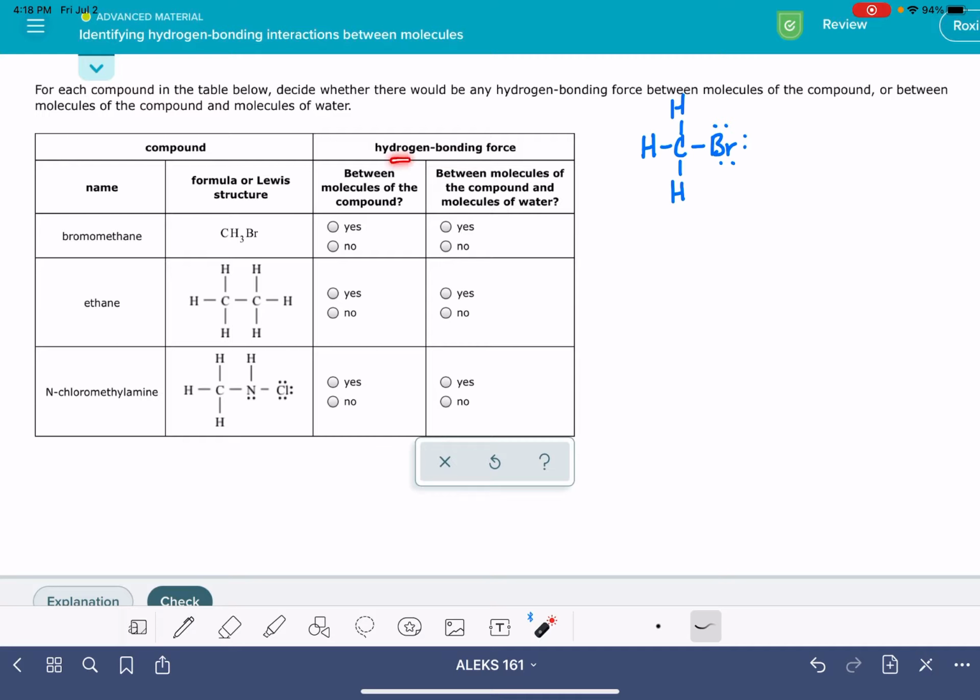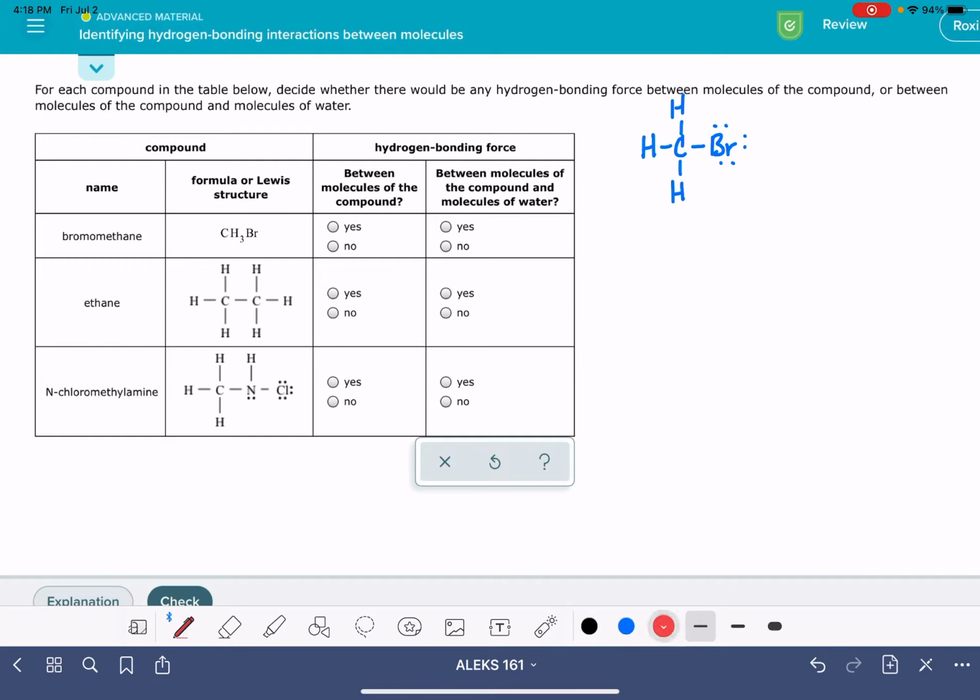Now it's going to ask us 2 different questions about hydrogen bonding, and the first question is asking whether or not it is capable for 2 molecules of this particular compound to hydrogen bond with each other. So that means, can I have one of these molecules hydrogen bonding with a second identical molecule?